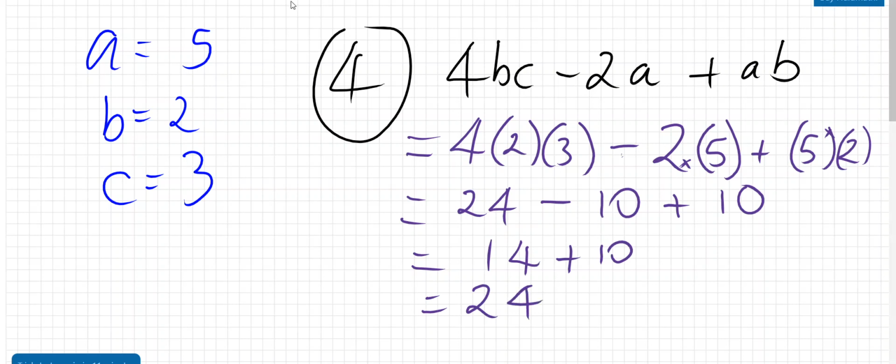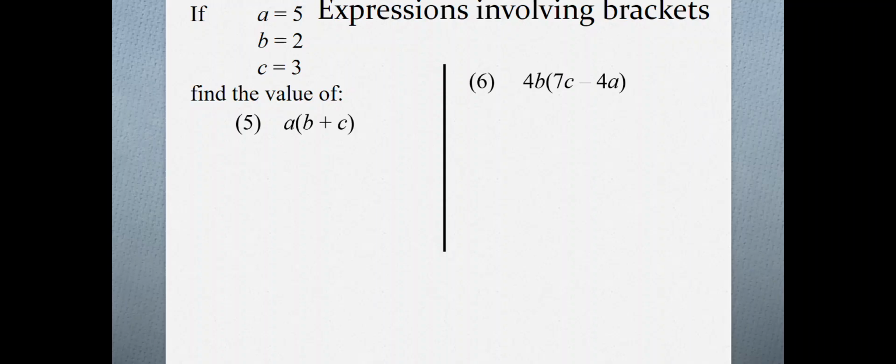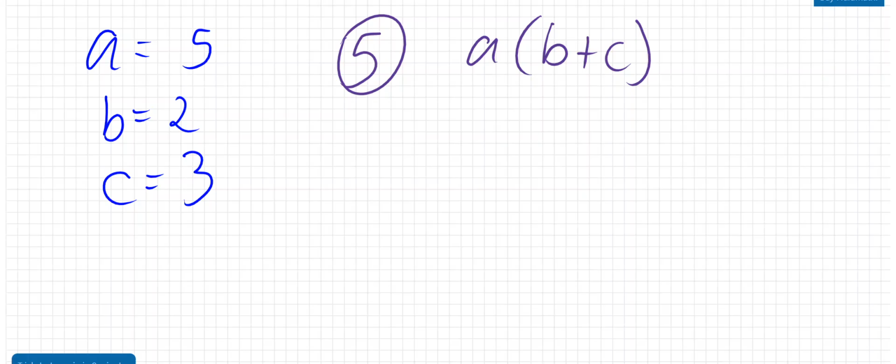So hopefully that was your final answer. Okay, our next examples involve expressions that have brackets. So we can see questions 5 and 6. There are brackets in our expressions. So let's learn how to substitute with these types of questions.